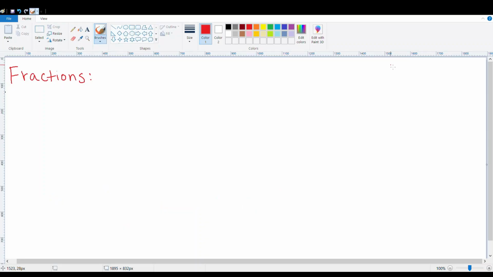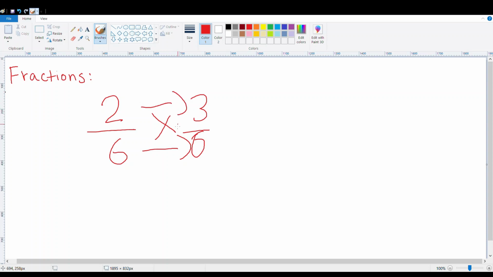Now, MCSQB, can you explain how to do multiplication and division with fractions? Of course. Okay, so let's take an example, which is 2 over 6 times 3 over 6. You can see that we have a common denominator, but you can also multiply fractions without a common denominator. First you multiply both numerators together, which is 6, and same with the denominators, so we get 36. So this is how we multiply fractions.